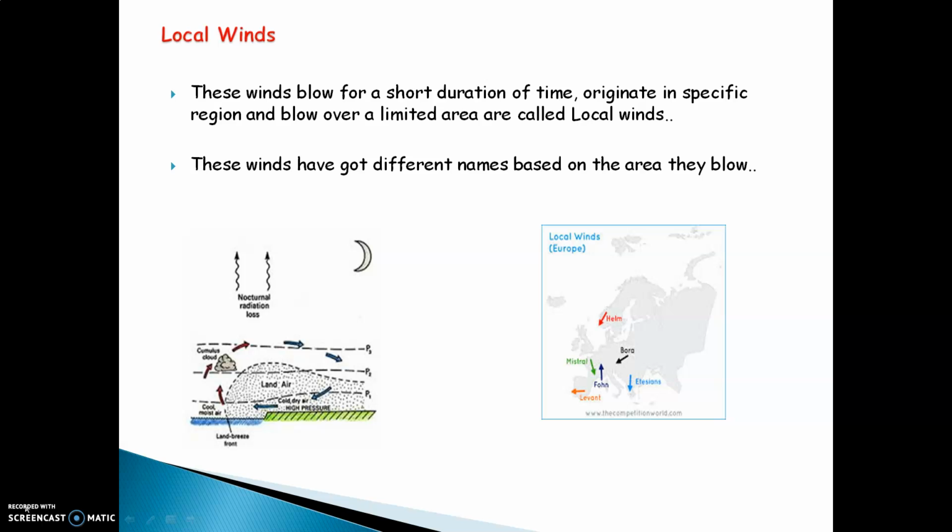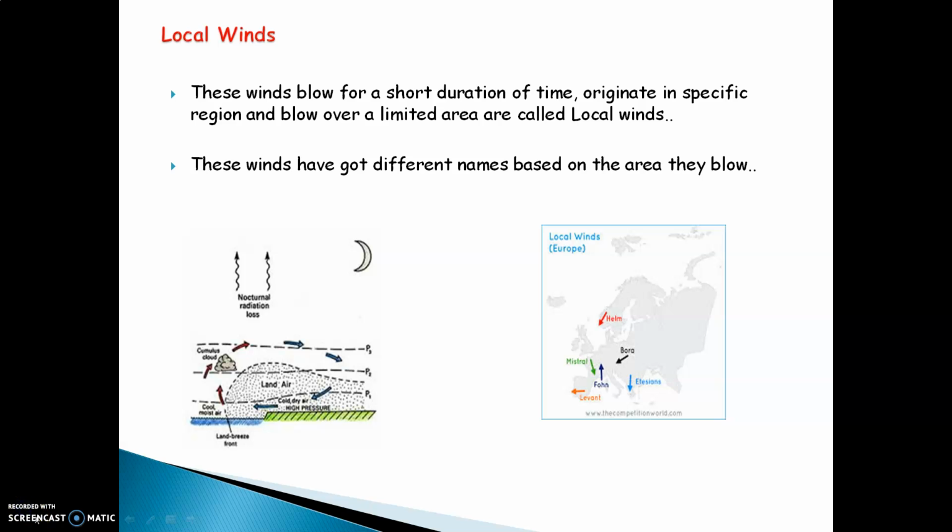Local winds. The winds that blow for a short duration of time, originate in a specific region and blow over a limited area are called local winds. These winds are known by different names in different regions where they blow. These winds blow continuously over different areas. These are called local winds.